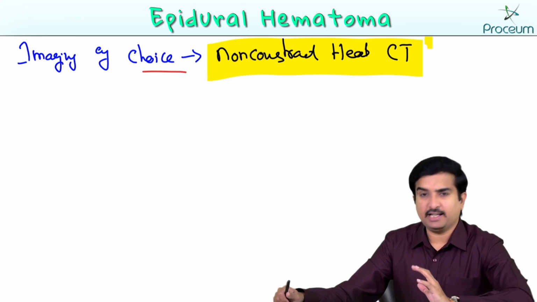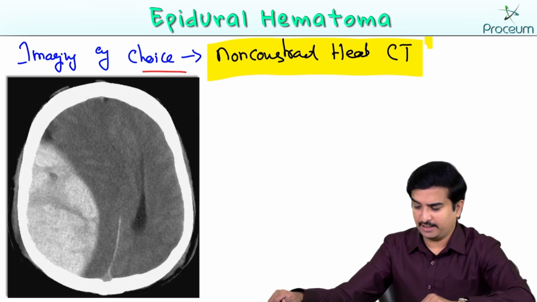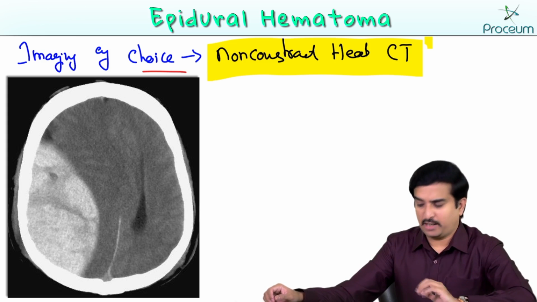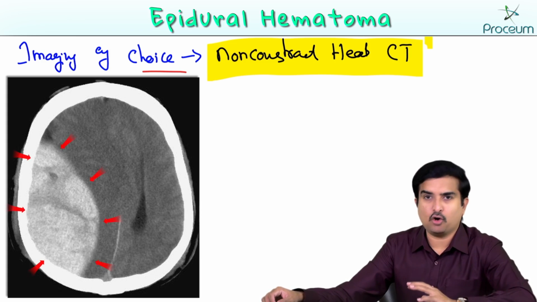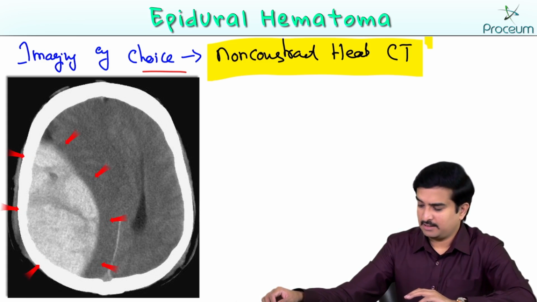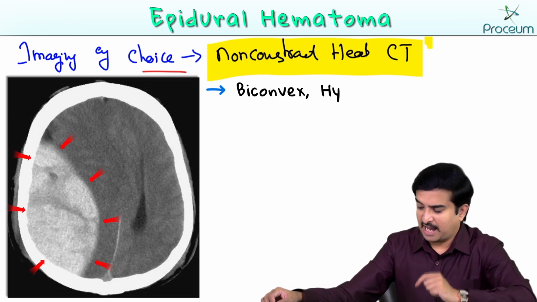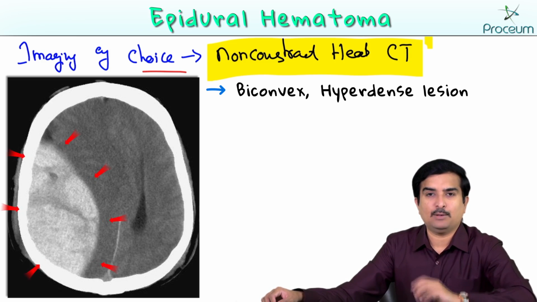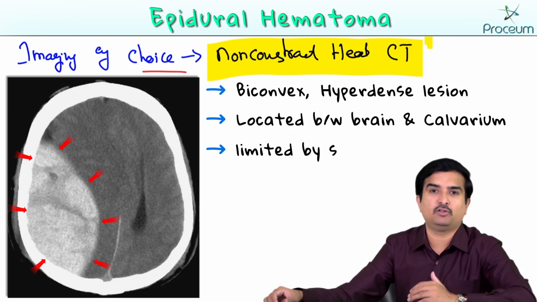So what are the findings we generally see on the CT? Let us see the CT scan findings over here. Can you see the beautiful image here, which clearly shows the biconvex hyperdense lesion? Yes, we can see. It is clearly biconvex, right? And it is a hyperdense lesion. And where is it located? Between the brain and the calvarium, and it is limited by suture lines.